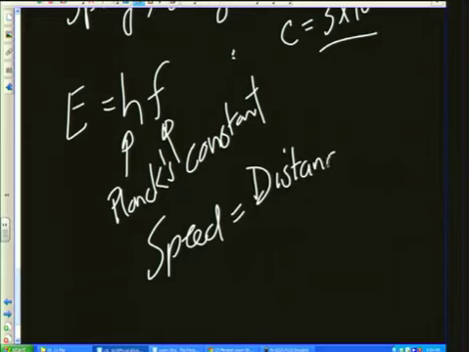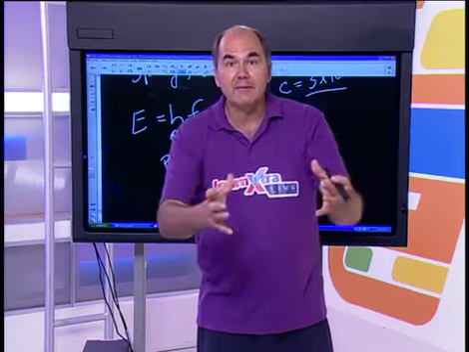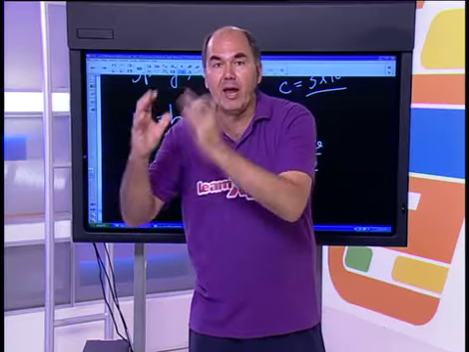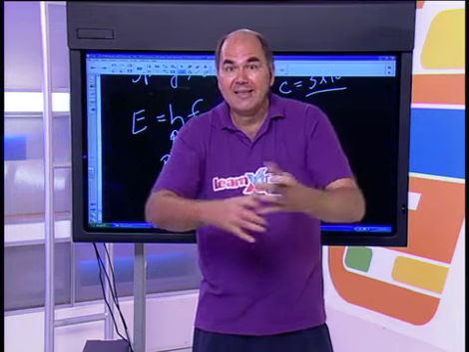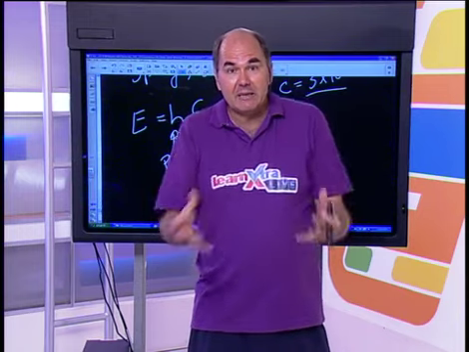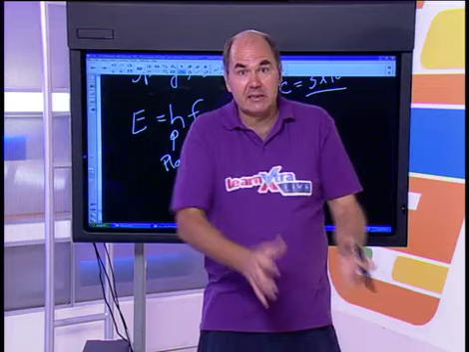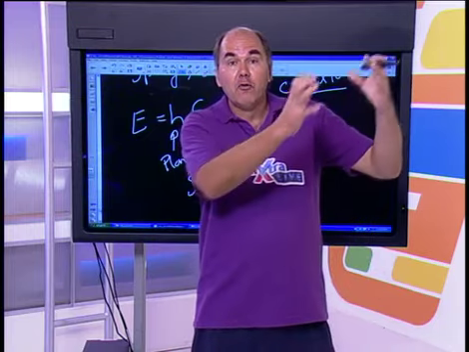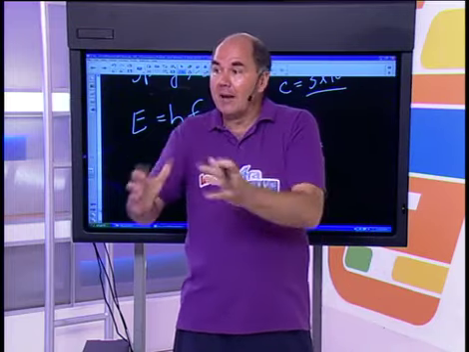You've been doing that since grade 4. So speed is equal to distance divided by time. It's also with waves, the frequency times the wavelength. You've got to learn that. That's all that I can say. It's as simple as that. What is speed? Distance divided by time. Or for waves, it's frequency times wavelength.